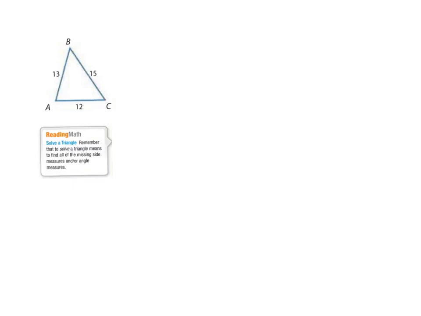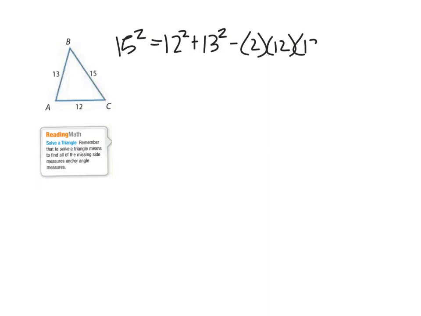When we use the law of cosines, because we have all three side lengths, it does not actually matter how we put the three sides into the formula. We have a lot of flexibility with that. I'm going to start it off by saying 15 squared is equal to 12 squared plus 13 squared minus 2 times 12 times 13 times the cosine of angle A.